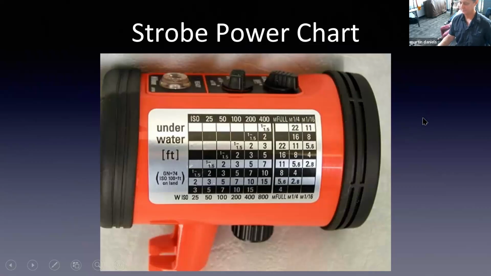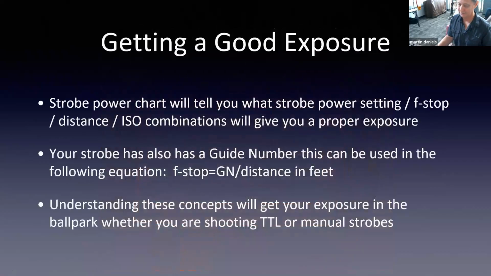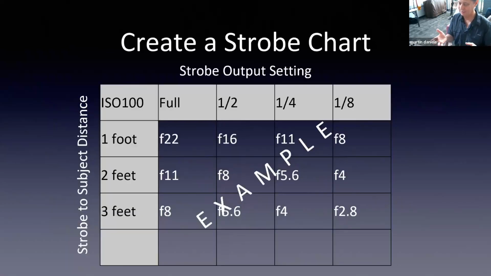Okay. I'm sharing this because this is a very important concept for you to understand about your equipment, okay? It just tells you what combinations will work to give you a proper exposure. Even if you're using TTL, understanding those concepts and how that works together will help you improve the accuracy of your TTL, okay? I really suggest that you make a strobe chart for your own strobe.